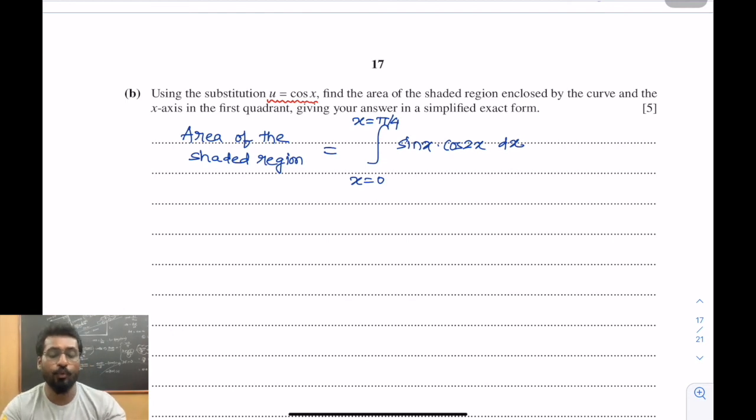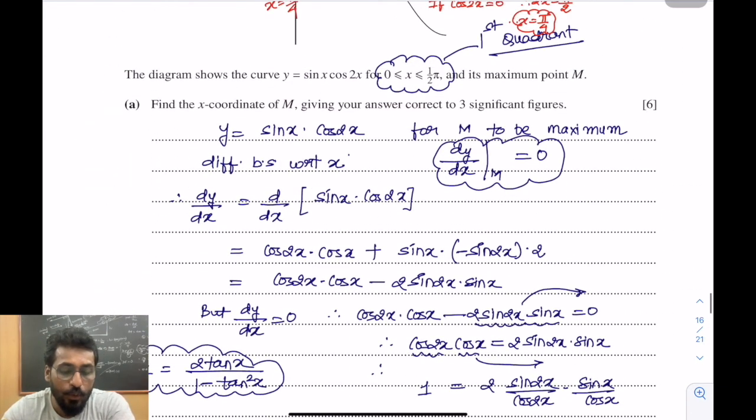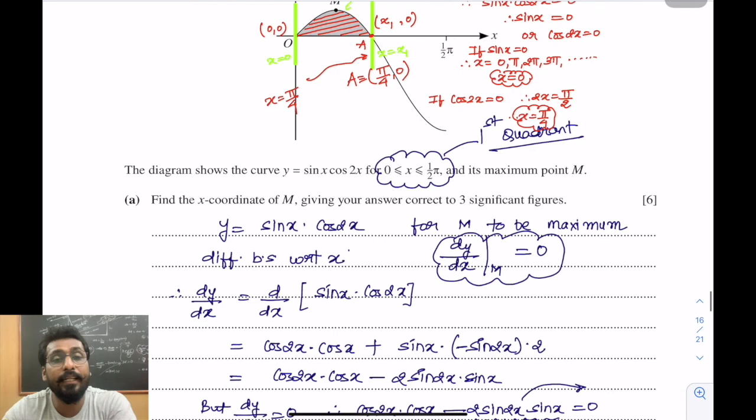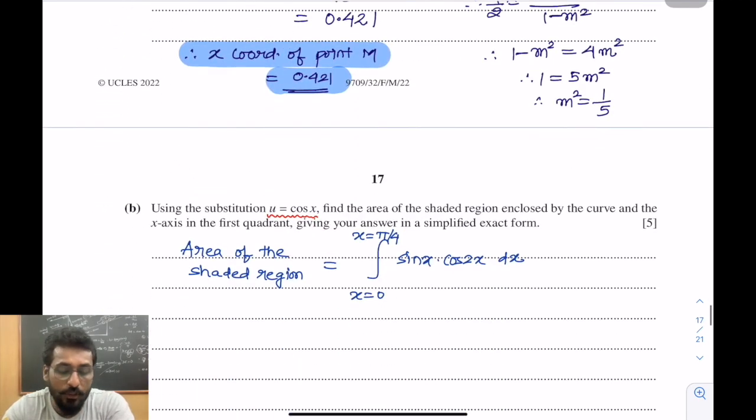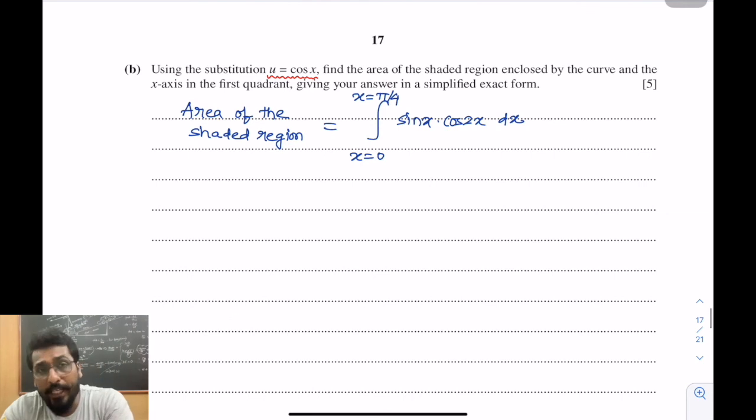So this is what you want to start with. Okay, you have your integration sin x into cos 2x. You want to integrate that. Okay, you have to make use of the substitution u equal to cos x, and then the limits are from 0 to pi by 4. Okay, you'll be getting your answer.